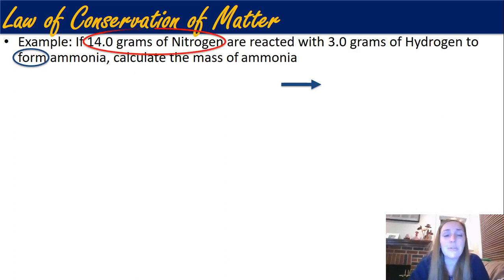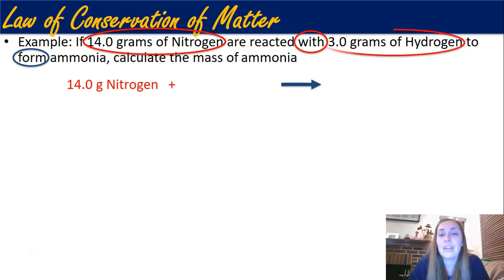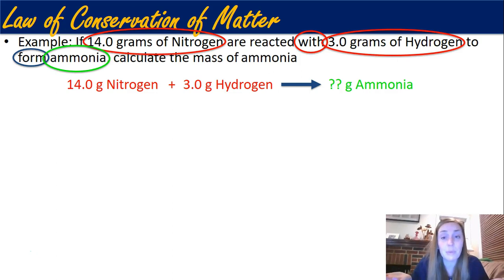So 14 grams of nitrogen, since that's something that's reacting, has to go on the reactant side. They are reacting with, so that's your plus sign, 3 grams of hydrogen, so that's another reactant, because those are the things that are coming together to make your product. And they are forming ammonia. We don't know the mass of ammonia, so some sort of ammonia.